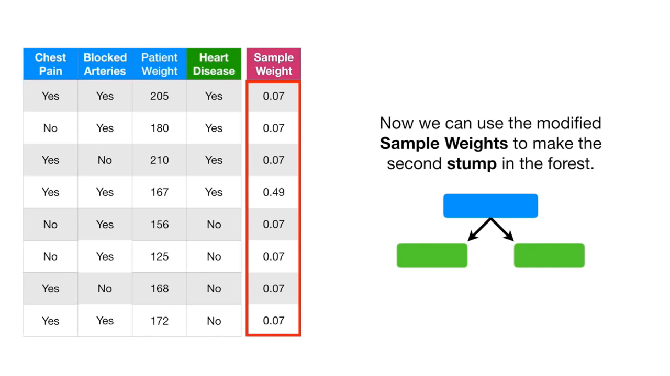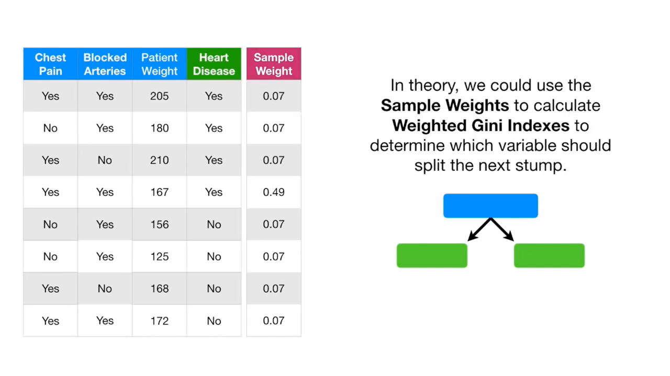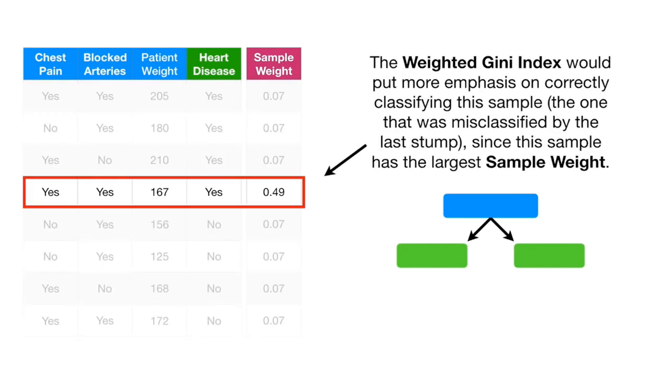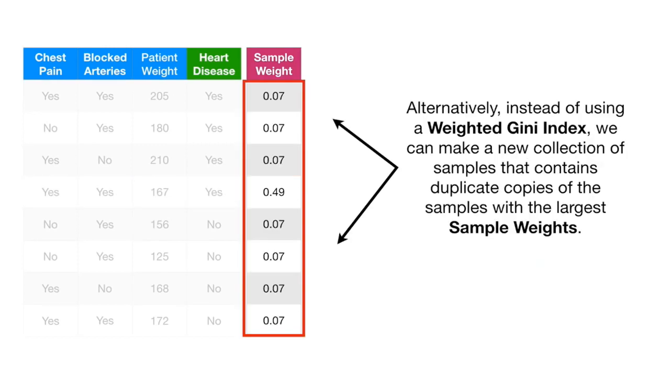In theory, we could use the sample weights to calculate weighted Gini indexes to determine which variable should split the next stump. The weighted Gini index would put more emphasis on correctly classifying this sample, the one that was misclassified by the last stump, since this sample has the largest sample weight. Alternatively, instead of using a weighted Gini index, we can make a new collection of samples that contains duplicate copies of the samples with the largest sample weights.